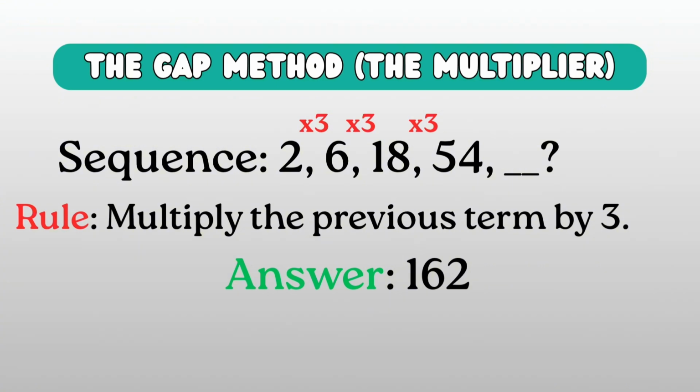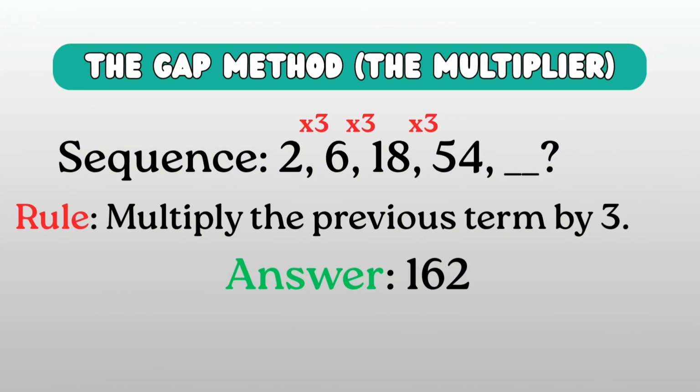If we try our adding trick, the gap from 2 to 6 is plus 4. But the gap from 6 to 18 is plus 12. The gap is changing, which means addition is the wrong tool for this job. When addition fails, it is time to bring out multiplication.